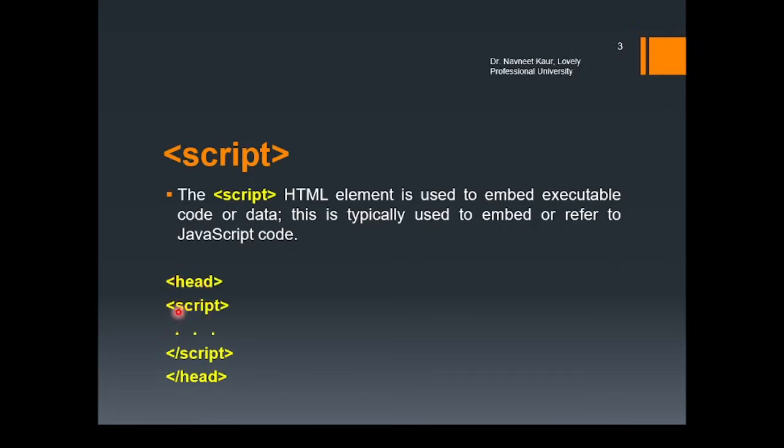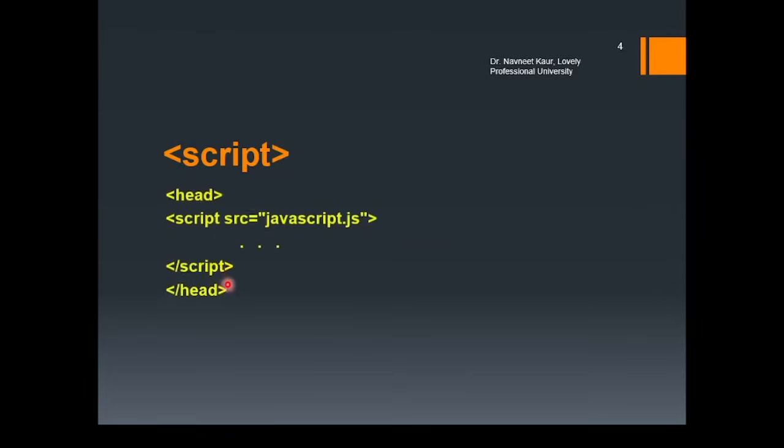So in case we need the code exactly inside the same HTML file, we can include the script tag within the head tag. But in case you want to have a separate JavaScript file, in that case you can give the source, script src equals to, then the name of the file. The name of the JavaScript file always has an extension that is .js.